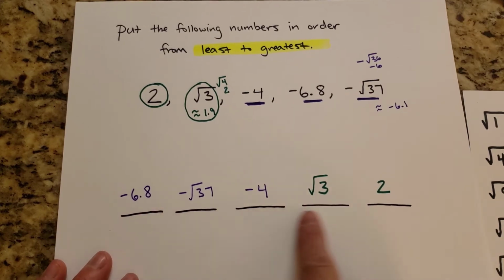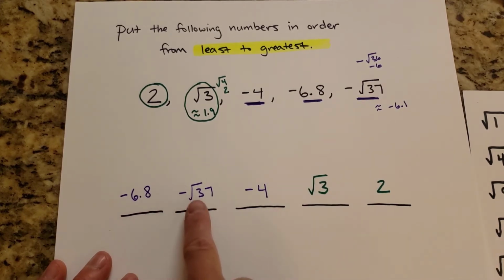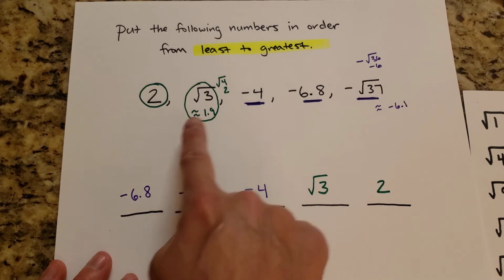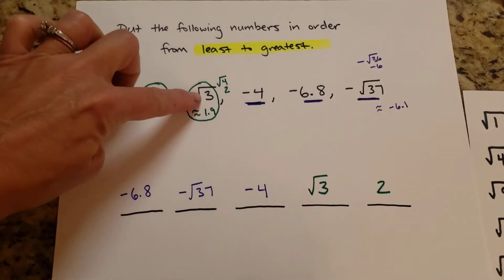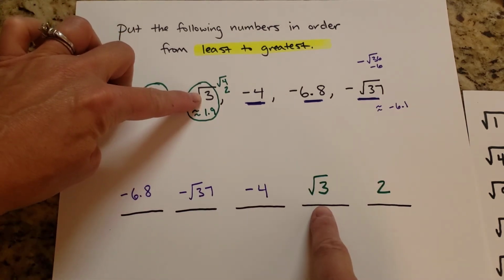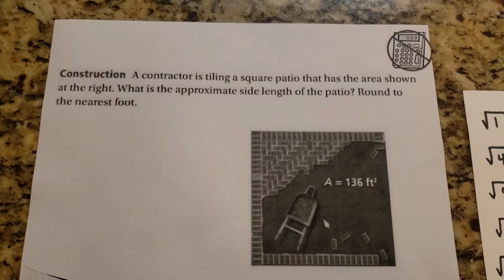Notice how when I put them in order least to greatest, I left them in the exact same form that they were given to me. I didn't change the square root of 3 into a 1.9 when I put it here. I left the numbers the same.